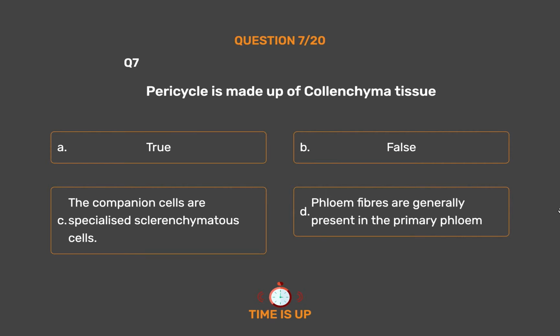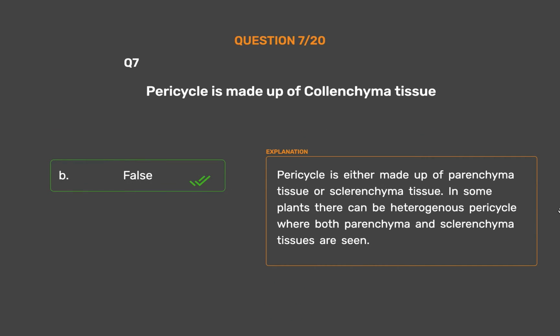The correct answer is Option B. False. Pericycle is either made up of parenchyma tissue or sclerenchyma tissue. In some plants there can be heterogeneous pericycle where both parenchyma and sclerenchyma tissues are seen.